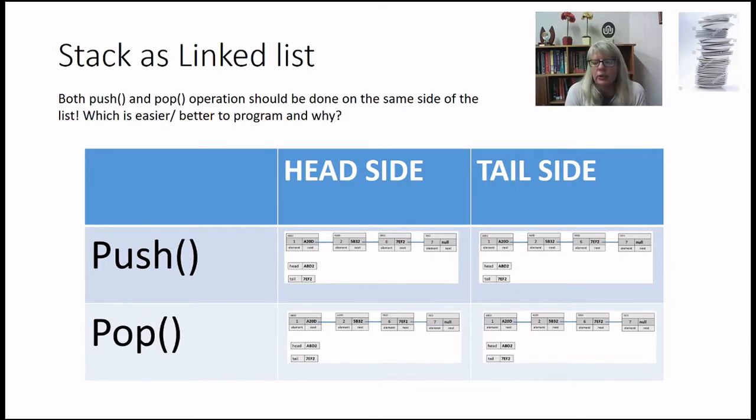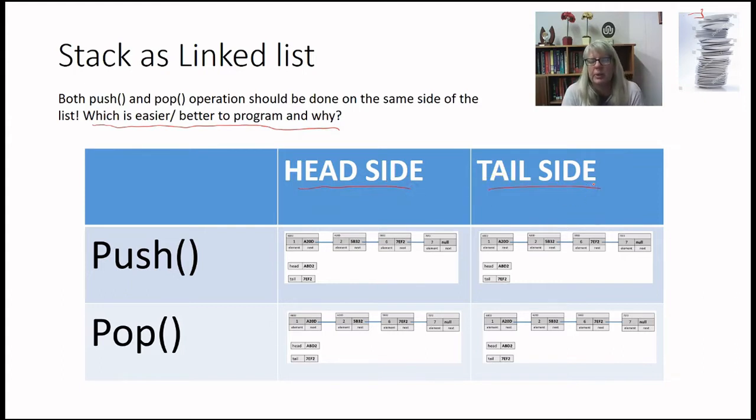Now you know from our stack of plates that we are going to restrict the access. We are going to have only new plates at the top of the stack, and we are going to remove items or plates at the top of the stack. But we have to make this decision. Which is easier and why? Should we do it on the head side or the tail side?